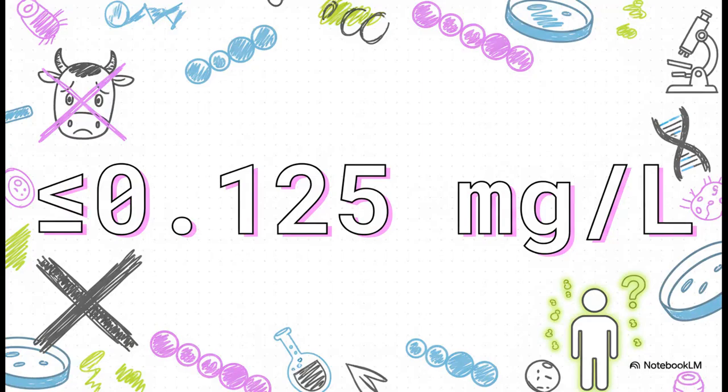Now, for the most serious infection, endocarditis, everything hinges on this one number. According to EUCAST, the European Committee on Antimicrobial Susceptibility Testing, a penicillin MIC, or minimum inhibitory concentration, of 0.125 milligrams per liter or less is what defines high-level susceptibility. This single value drives the entire treatment decision tree.